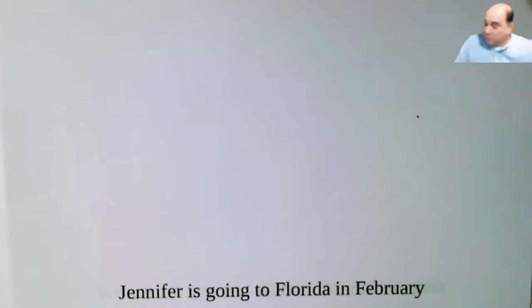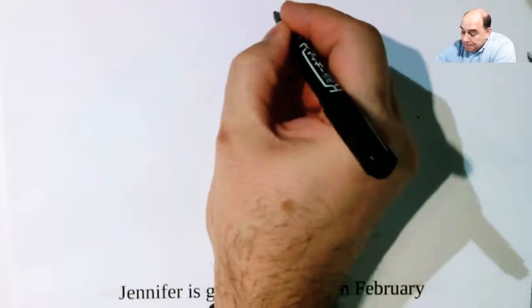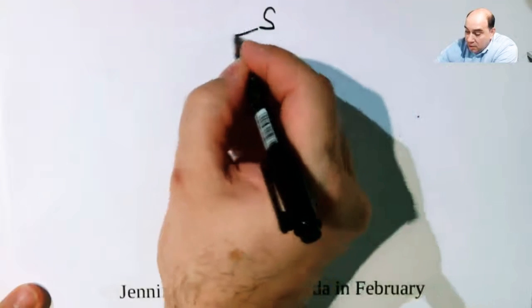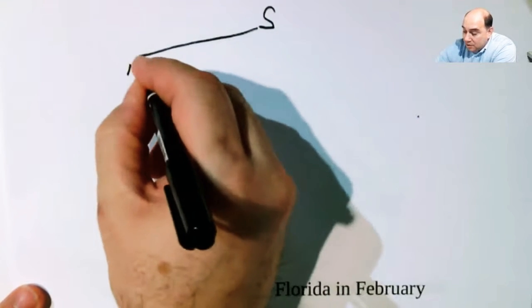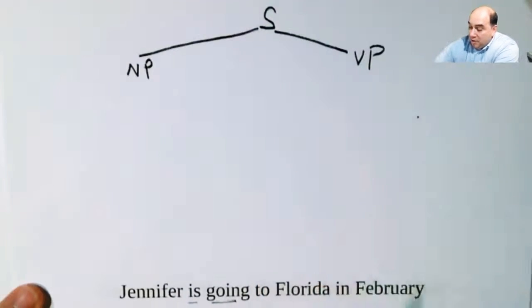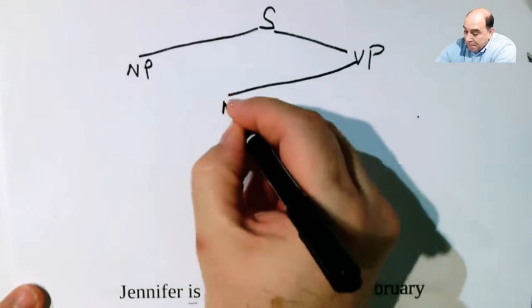This one begins with the title, Jennifer is going to Florida in February. Again, we're going to look at it the same way. We put the big S up at the top, and we're looking for the main verb. That's how we're going to break it down. Well, here it is: going. Since that's the main verb, let's now break everything down properly. First thing we do is put in a noun phrase. The other one we put in is a verb phrase. Now, for the verb phrase, I need the main verb, so I'm going to come all the way over here and put in my main verb phrase.